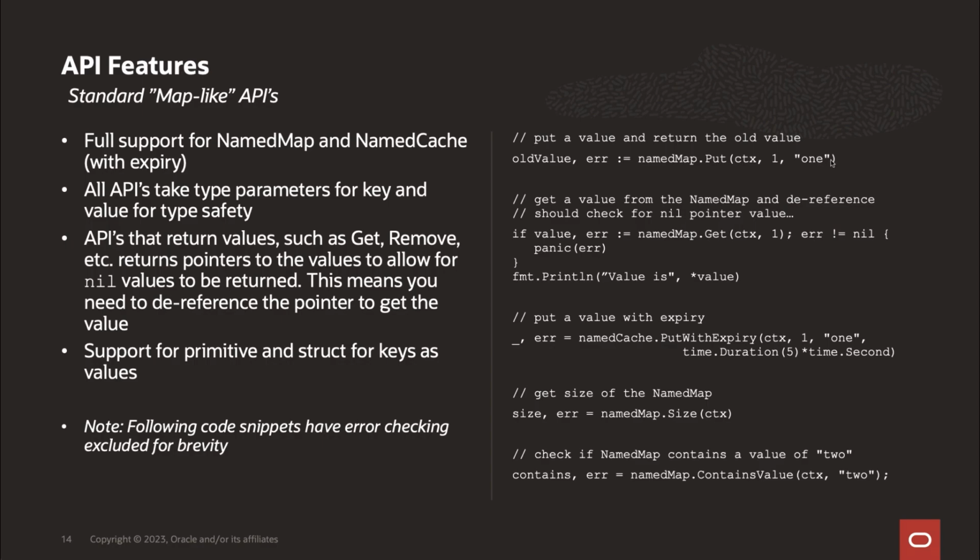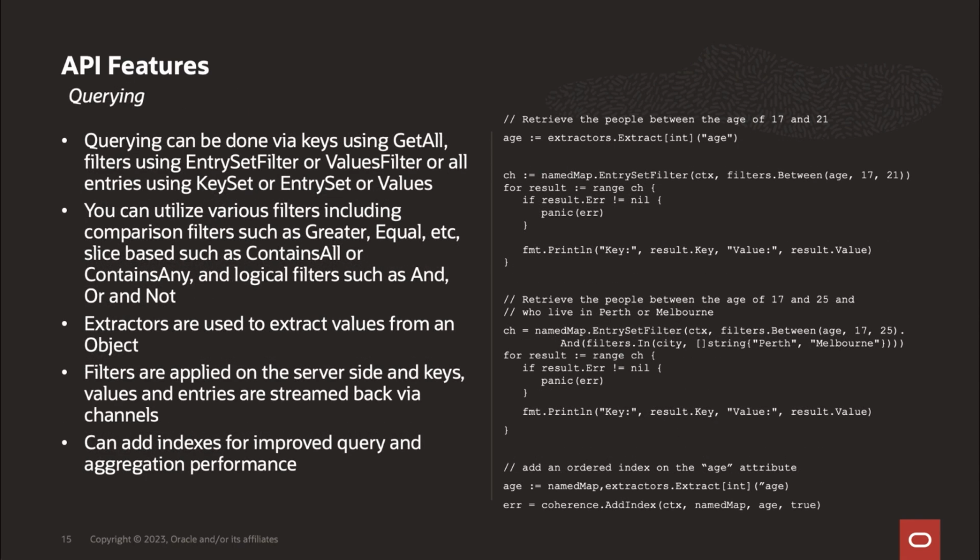In this example, I'm putting a value of key 1 and the value of 1, getting a value from the named map and dereferencing it. We should obviously check for a nil pointer here. We can put a value with expiry, so a duration of 5 seconds, and get the size of the map, and we can also see if the map contains a value.